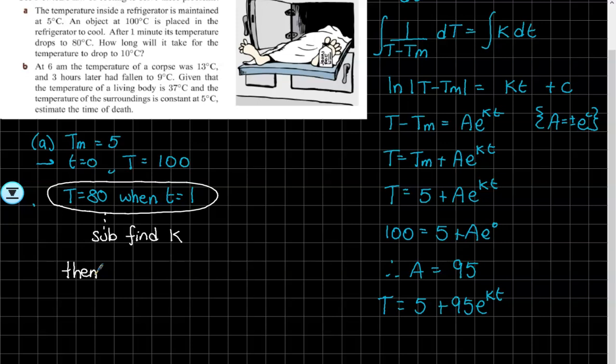Then you can say how long it takes for the temperature to drop. So then it will be find the t, little t, time when temperature equals 10. But find this first. Go, you good thing.